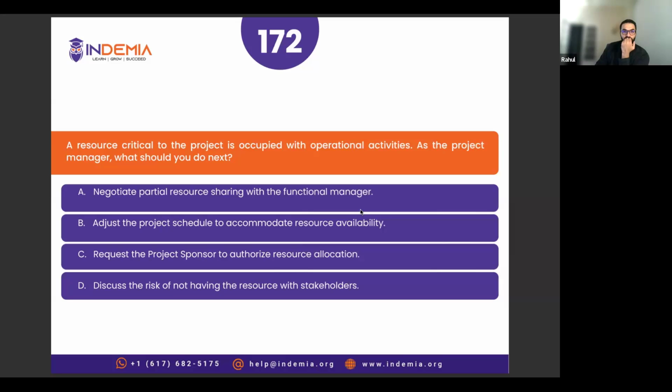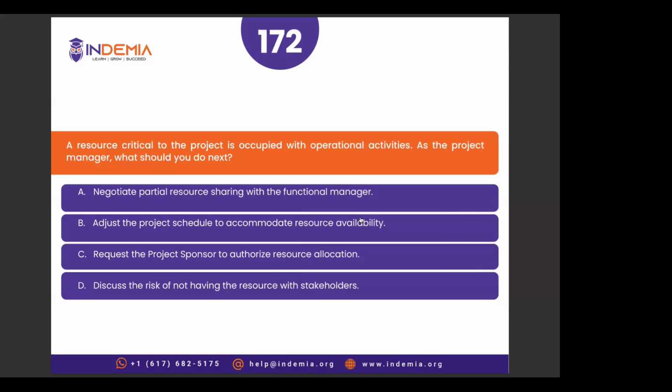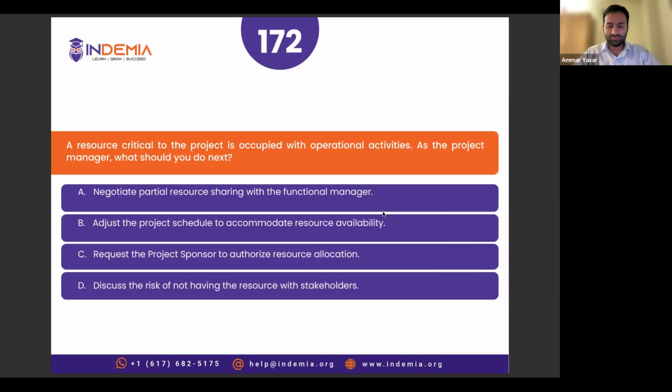Anna, you have chosen option D. Yes. I chose D because we should discuss the risk of not having that resource, and maybe that is going to create a delay on the project. So I think I should communicate that, and probably after that we could negotiate with the functional manager or something. All right. You're the only one who has chosen D.